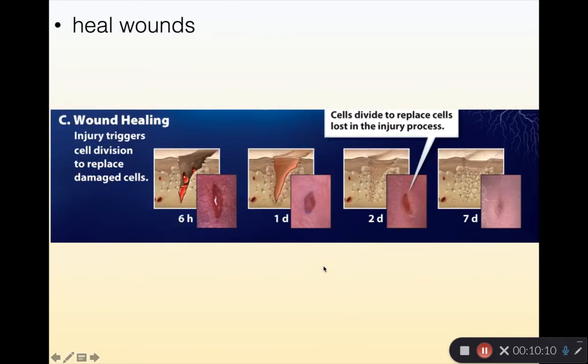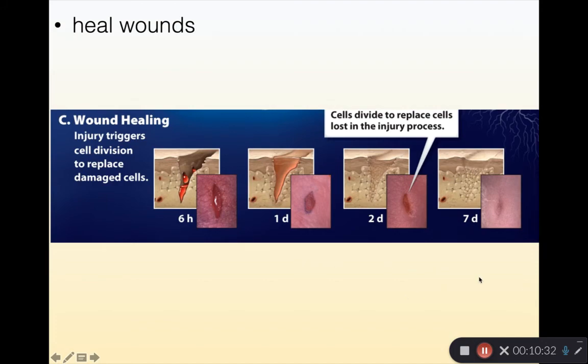And then lastly is that process of wound healing. This is really where an injury triggers a response in your skin cells to basically reform and regenerate new types of skin cells after an injury takes place.